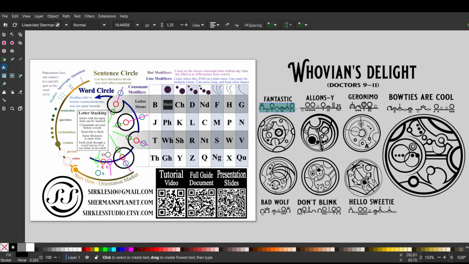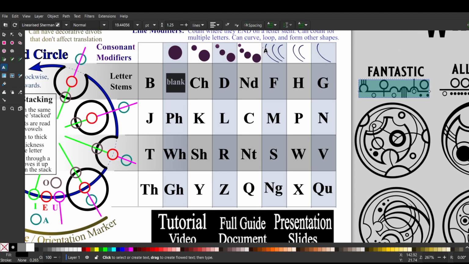Then we'll get to the designs individually, but everybody bear with me for this first bit where I talk about the script, and then you can jump ahead to whichever design you're most interested in learning the specifics on. So I'm going to work with the word fantastic here for this example.